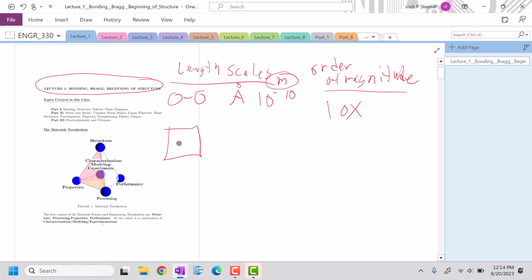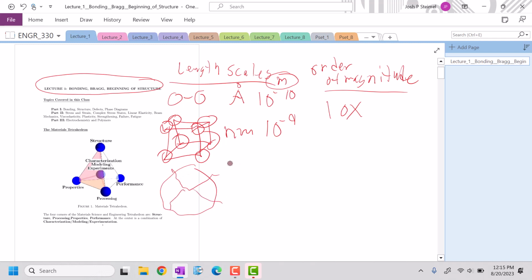In the next lecture, lecture 2, we are going to be looking at crystalline structures and non-crystalline, amorphous structures. When you're looking at clusters of atoms and crystalline structures, that's more on the nanometer length scale, 10 to the minus 9 meters. Then, when we look at defects, such as grain boundaries, those can be at the micrometer, 10 to the minus 6 meter length scale.